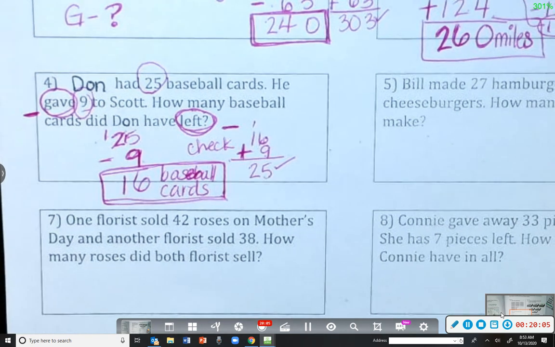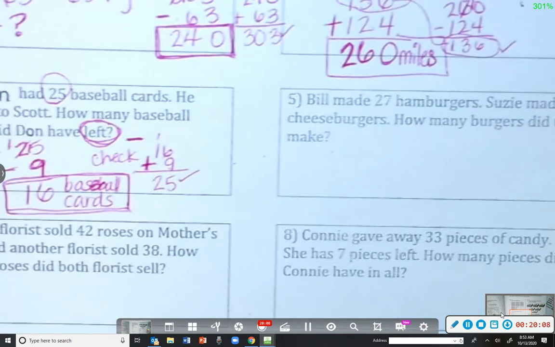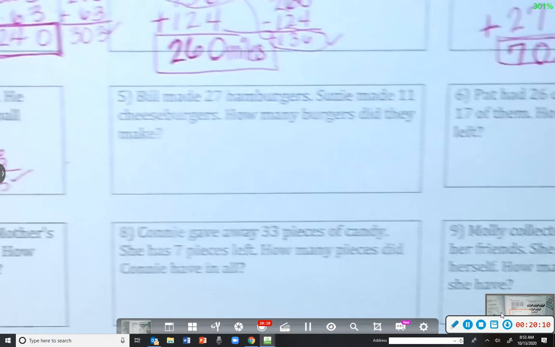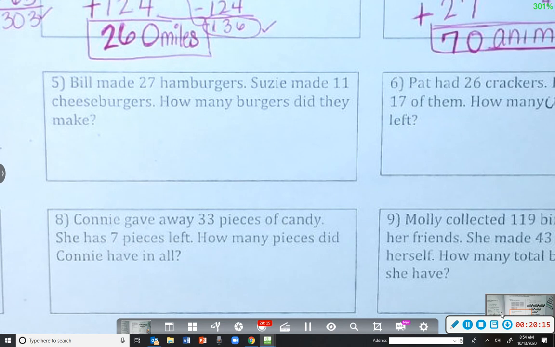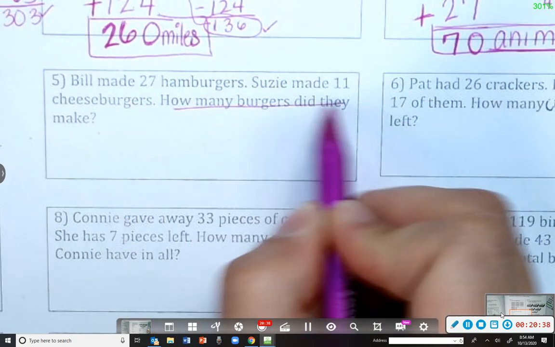Okay, last one we're going to do together, and then you guys will be completing the rest on your own. Okay, number 5. Bill made 27 hamburgers. Susie made 11 cheeseburgers. How many burgers did they make? Was there any key words in there? No, not this time, but that's okay. We still know what to do, right? Yes. Yeah, it says how many burgers did they make. So do I need to include both numbers? Yes. How many burgers did they make?